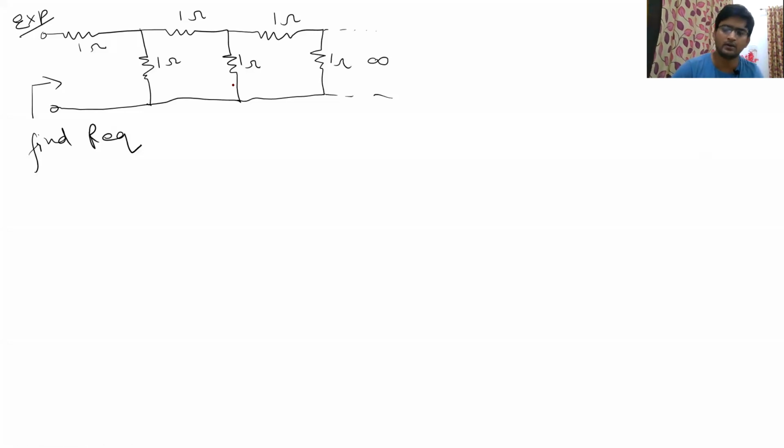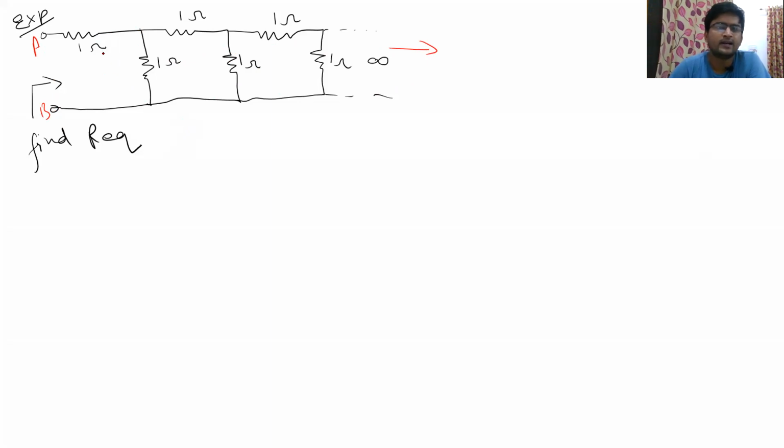Now we have another very interesting example. Here you can see a combination of resistances of 1 ohm going infinitely. We have to find the equivalent resistance between the nodes A and B. So how to solve it?